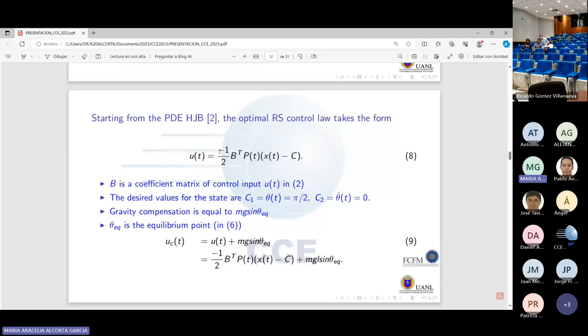In this risk-sensitive equation, we add a gravity compensation because we want the pendulum to maintain its position and not come back to the initial position. And then we add a gravity compensation as mass times gravity times sin of theta. In this case, equation 8 is transformed into equation 9. You see, it is the control with gravity compensation, replaced from equation 8 in the state equation.